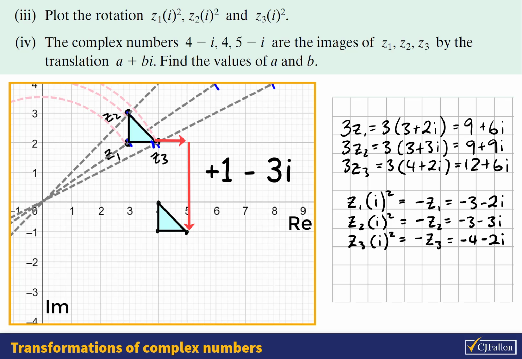We could also take a numerical as well as this geometrical approach to this. We could ask ourselves the question, for instance, what would you add to Z1 that would map it onto 4 minus i? So in other words, Z1, which is 3 plus 2i, if we add a plus bi to this, the answer to it is going to be 4 minus i. So if we take this equation and subtract 3 and subtract 2i from both sides, we would see that a plus bi must be equal to 1 minus 3i. So we get the same solution numerically as we got geometrically.